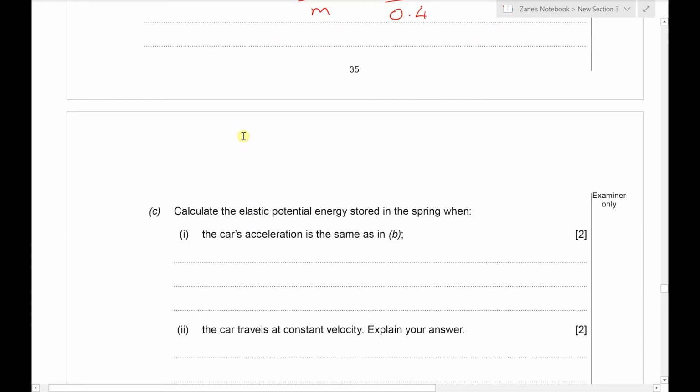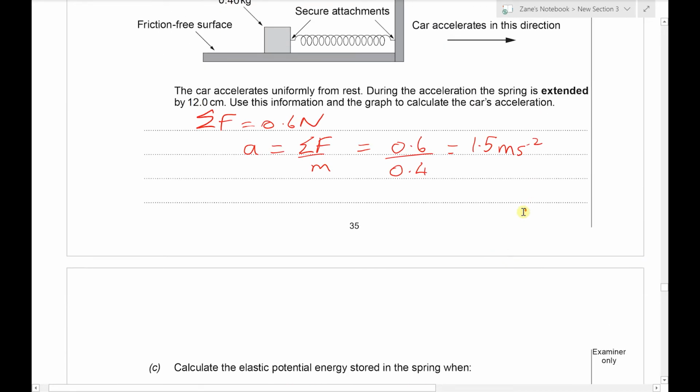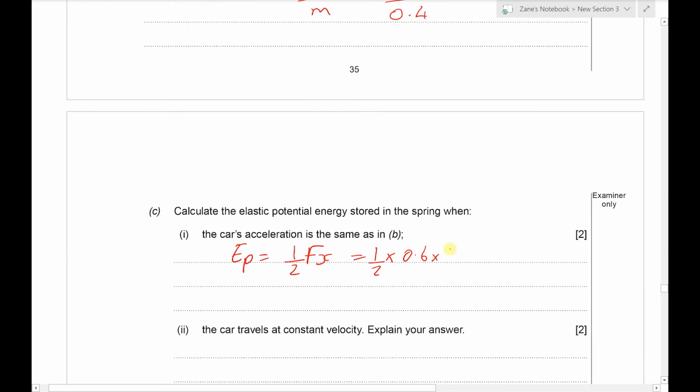We can use, for example, the formula that the elastic potential energy is half Fx. So it's a half times the force, which we read off the graph, 0.6 newtons, times that extension of 12 centimeters. We've got to remember that's 12 times 10 to the minus 2. So I'll just put those into the calculator, and we end up with 0.036 joules.